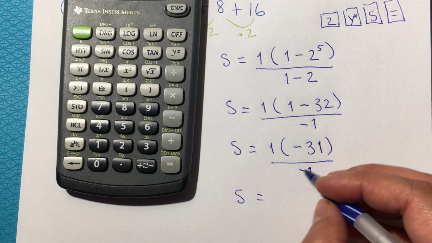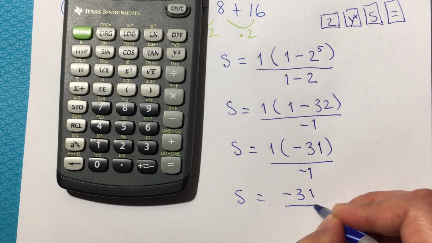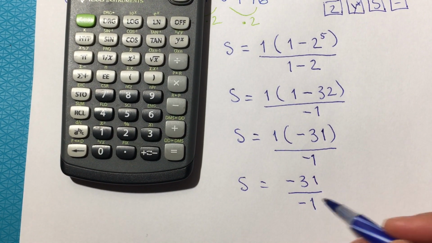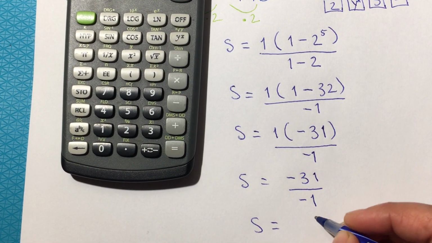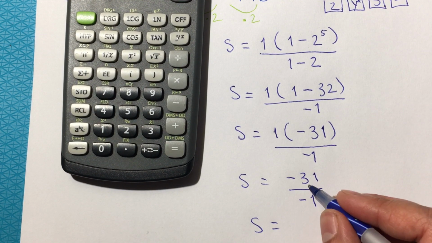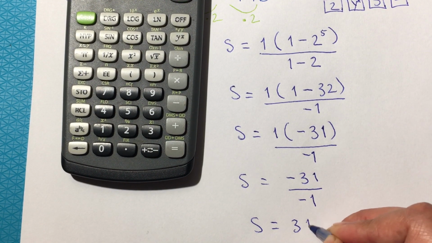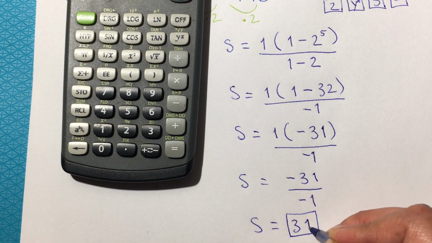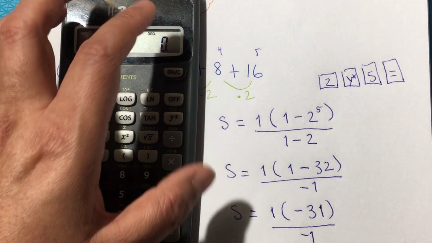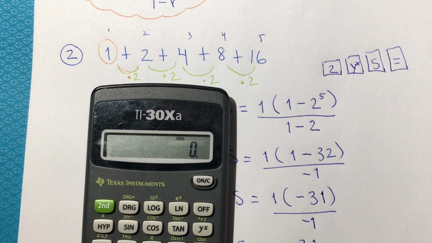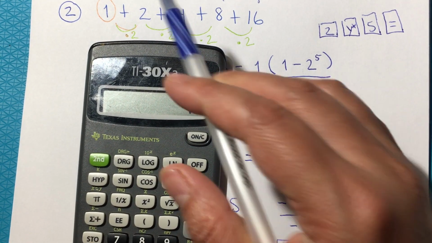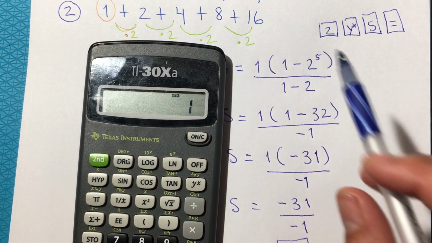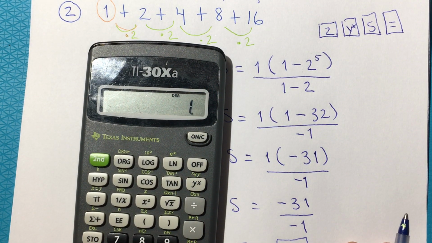Then 1 times negative 31 is just negative 31 divided by negative 1. And negative divided by positive is equal to... 31 divided by 1? 31. That's my answer. That's the sum. Now let's find out. 31, let's see. 1 plus 2 plus 4 plus 8 plus 16. So 1 plus 2 plus 4 plus 8 plus 16 is 31. Right there.